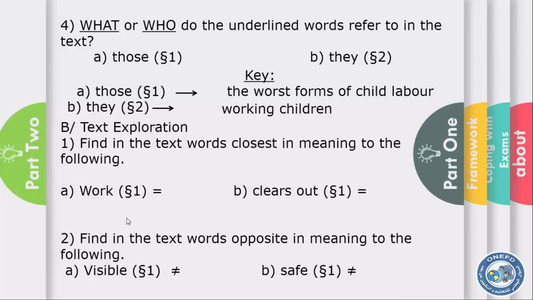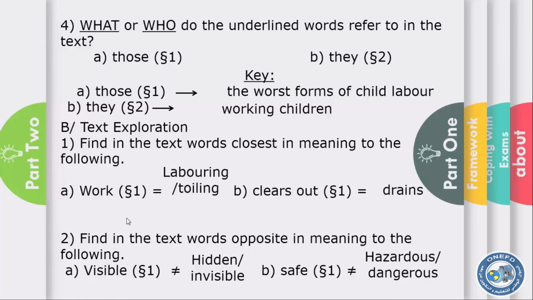So let's take a look at the answers. The synonym of work is laboring or toiling. I repeat, work is synonymous to laboring or toiling. Clears out, drains. The antonym or the opposite of visible is hidden or invisible. Safe, its antonym is hazardous or dangerous. In this case, where you find that the word has more than one synonym or antonym, just write one and that is enough. There's no need to write more than two. What's important is that it is the right answer. So let's take a look at the other question.